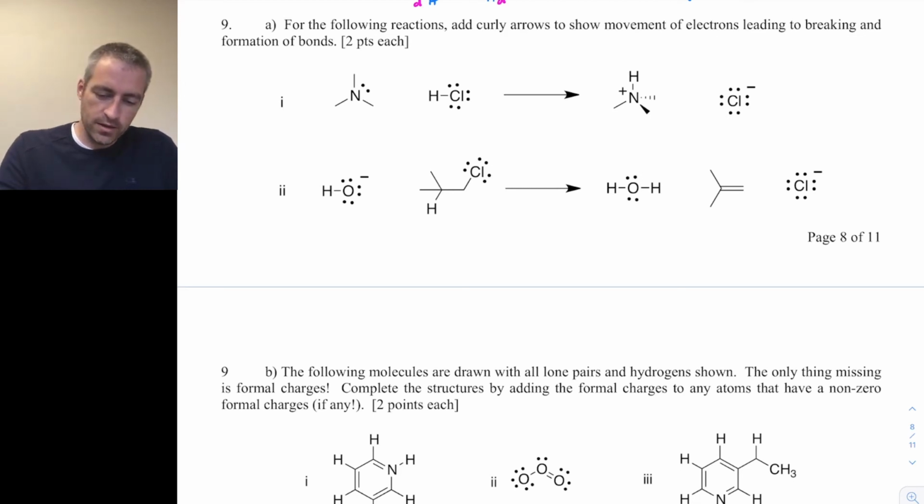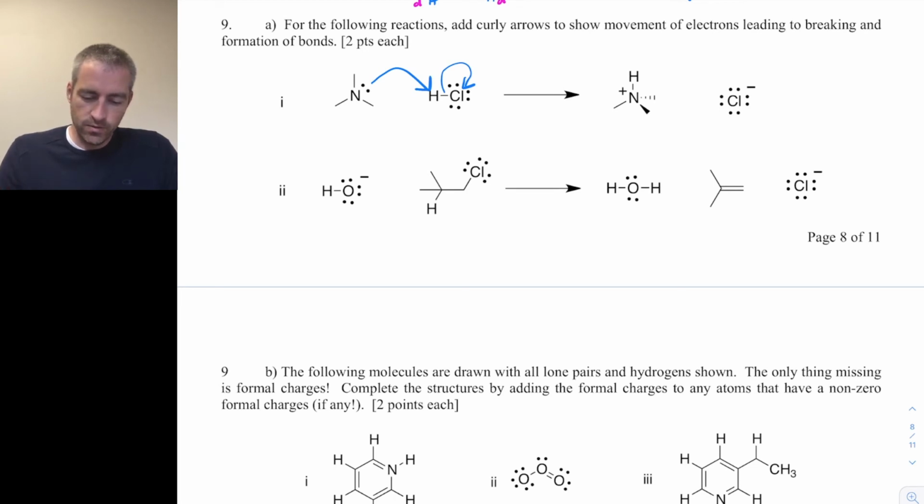So the way we draw this is we have an arrow that starts at the lone pair of nitrogen and goes to the hydrogen that it's forming a new bond with. That means that lone pair on the nitrogen is being converted into an NH single bond. At the same time, the HCl bond breaks, and the pair of electrons in that bond moves onto the chlorine, so it goes from 3 lone pairs to 4 lone pairs and a negative charge.